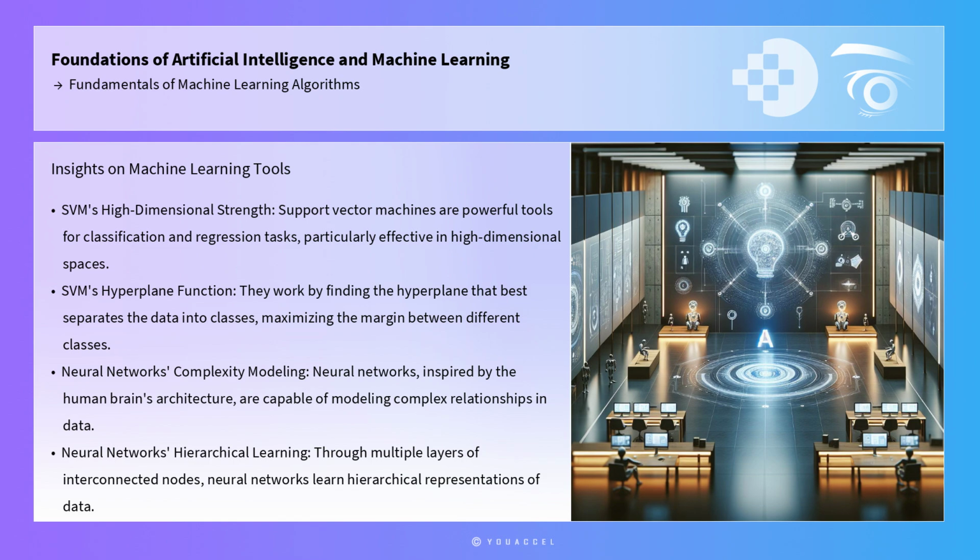Neural networks, inspired by the human brain's architecture, are capable of modeling complex relationships in data. Through multiple layers of interconnected nodes, neural networks learn hierarchical representations of data, making them highly effective in tasks such as image and speech recognition.